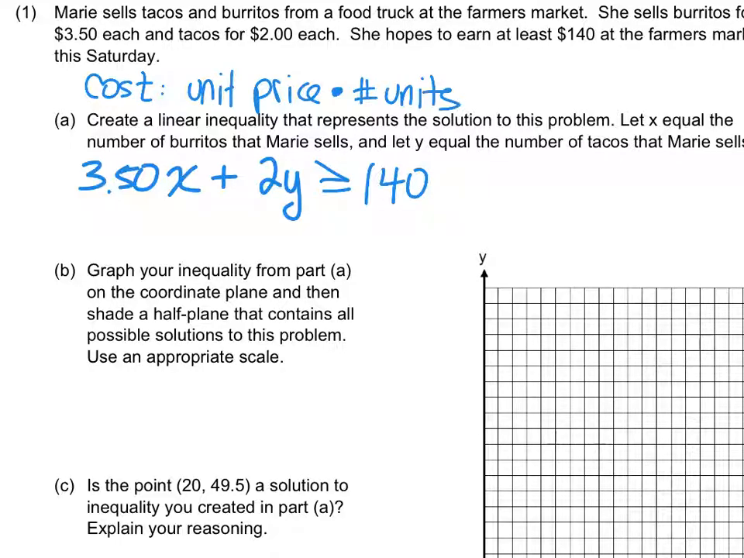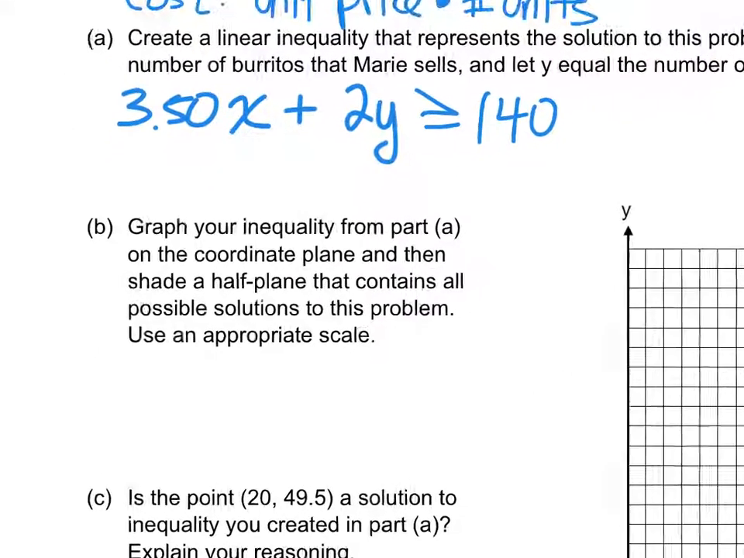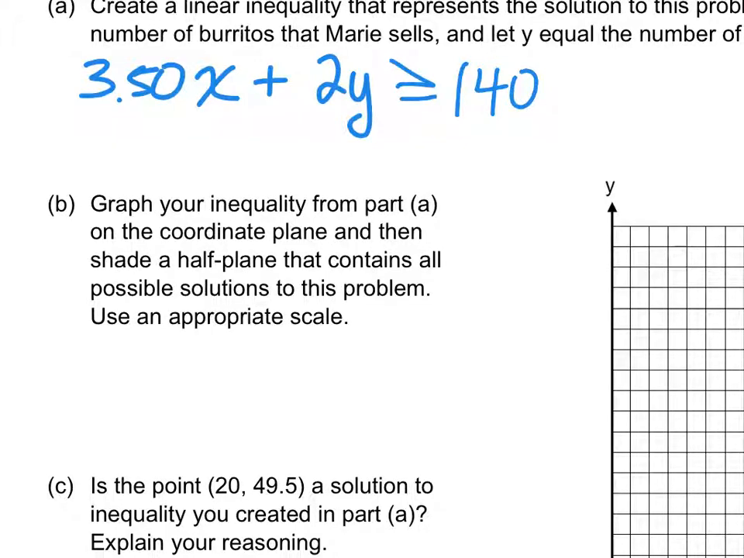So we have to graph this, and we're going to use the same strategy we used for the previous question. We're going to solve for y in terms of x. It says graph your inequality on the coordinate plane, then shade the half plane that contains all possible solutions to this problem, and then determine if this number is in the solution set. Now, the numbers might get a little crazy, but we don't need negative x's or y's at all. Because how do you have a negative burrito?